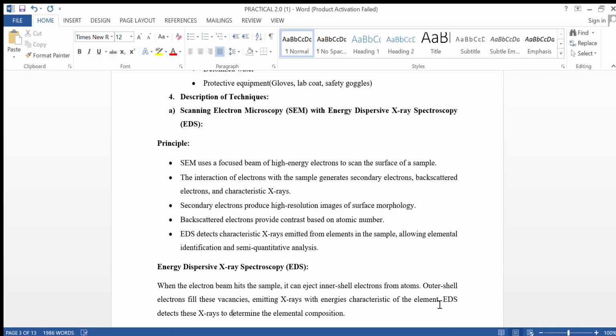Secondary electrons produce higher resolution images of surface morphology. Backscattered electrons provide contrast based on atomic number. EDS detects characteristic X-rays emitted from elements in the sample, allowing element identification and semi-quantitative analysis.